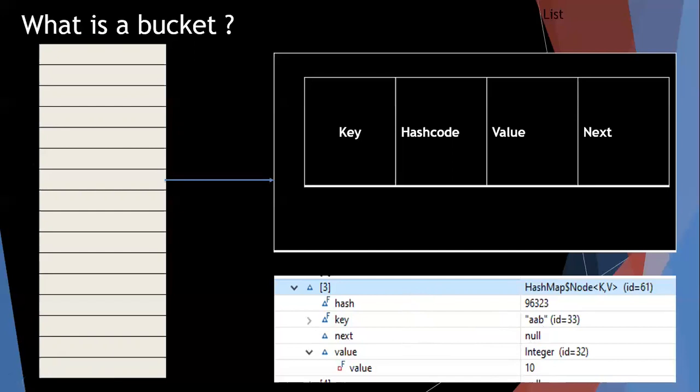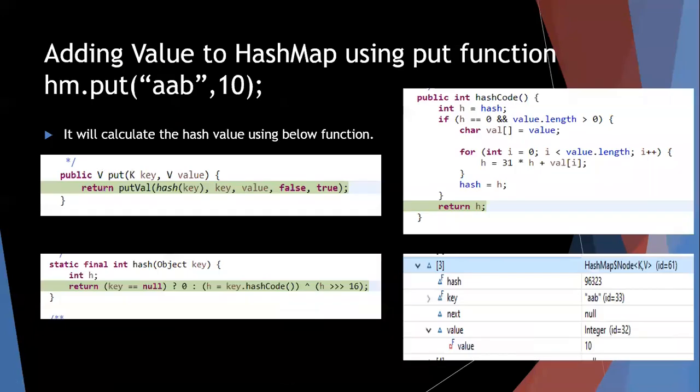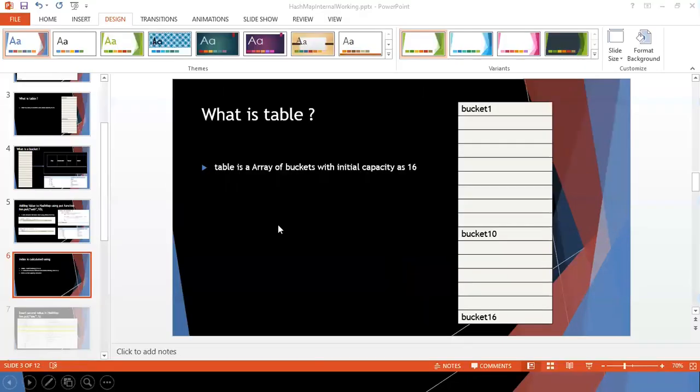Next we'll see how to add a value to the HashMap. To add a value to the HashMap, we have to write hm.put. Put is a method which HashMap provides to add a value to it. We are passing key and value. Key will be AAB, value will be 10. What will happen if we do that? Let's go to Eclipse and understand.